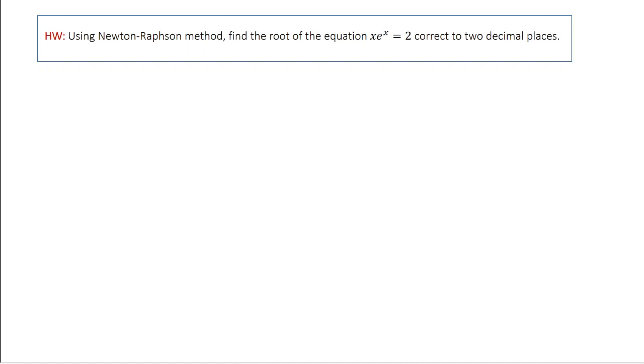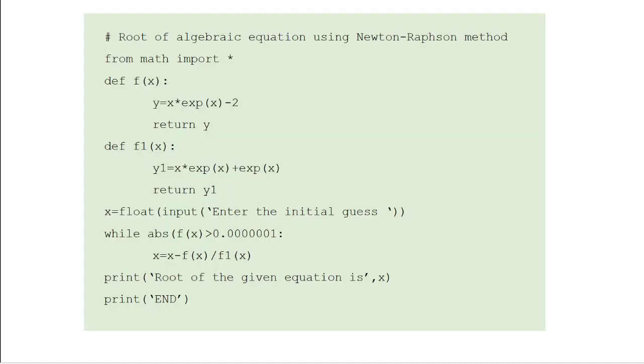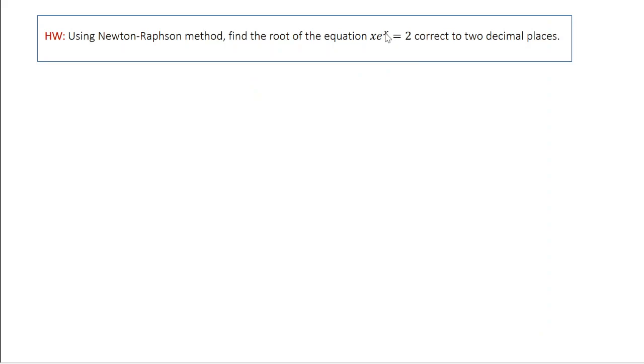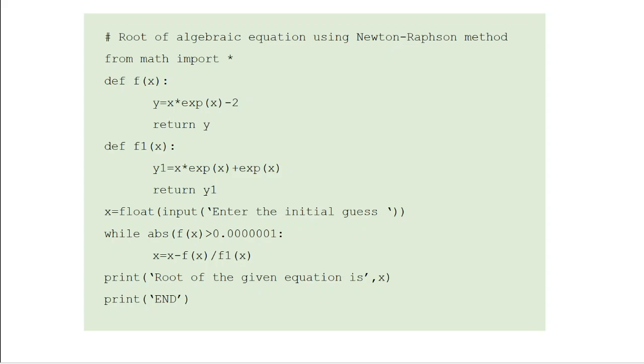Before stopping, let's see how to perform this numerical method using the Python platform. For programming, I am going to take the same function, x e to the power x minus 2 equal to 0. Since I have an exponential function here, I need to invoke the math module. So I start with from math import star. Then I define my function as f of x: def f of x. Now this is x into e exponential x minus 2. I call it y, then I return y.